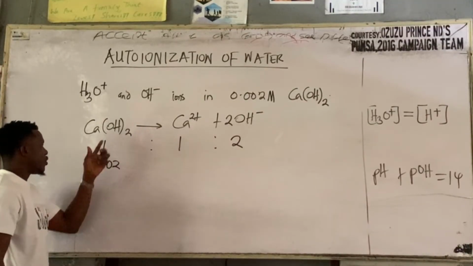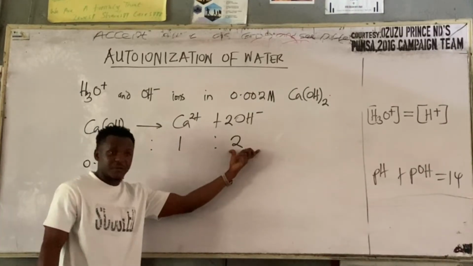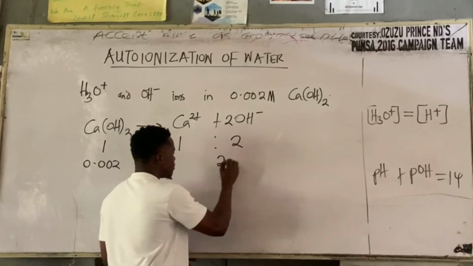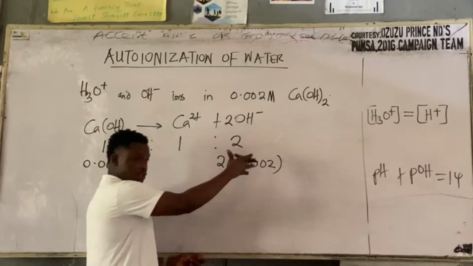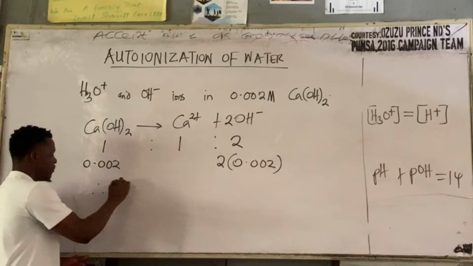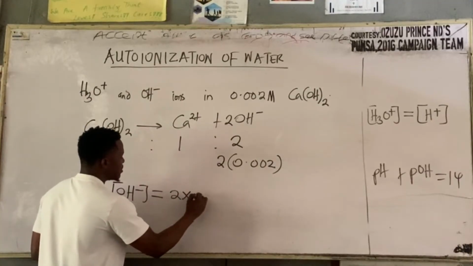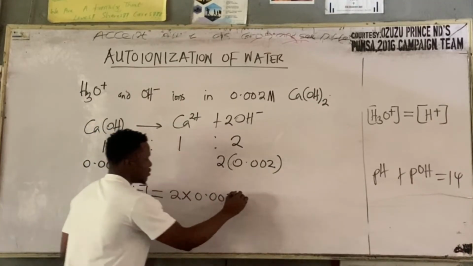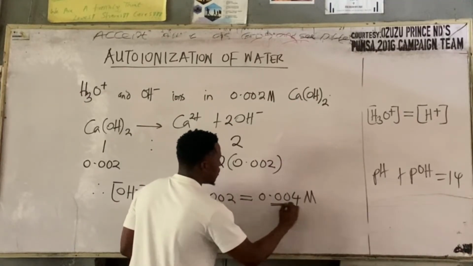0.002. So if one mole of this gave rise to this, that means one mole of this gave rise to how many? 2. So this will be 0.004. Once you've done this, you now say, therefore my OH- ion is 2 times 0.002, which is 0.004 molar.